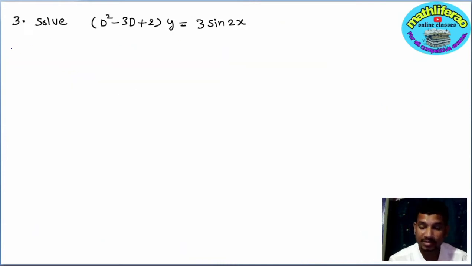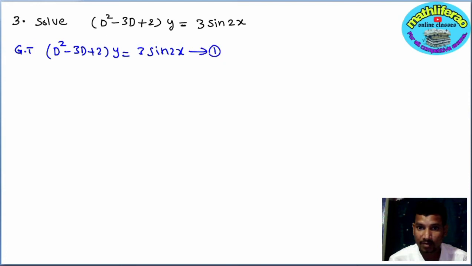Solve the equation d square minus 3d plus 2 of y equal to 3 sin 2x. Now here given that d square minus 3d plus 2 into y equal to 3 sin 2x. This is equation number 1. Find here y equal to yc plus yp, and the equation is in the form f of d of y equal to q of x.